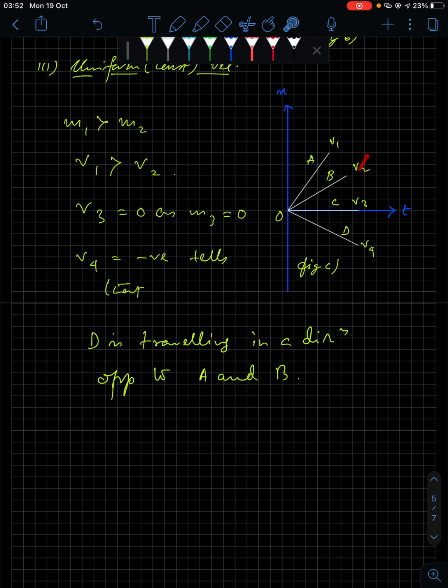A and B are traveling along the same direction with different speeds, of course, and individually those speeds are constant. A has a greater speed followed by B. C is at rest because the slope is 0. And D is traveling in a direction diametrically opposite to that of A and B. Now if you have one more body E, E is also traveling in a direction diametrically opposite to A and B, but E will have greater speed in comparison to D, because the slope of E will be greater in comparison to the slope of D. I hope this is clear.